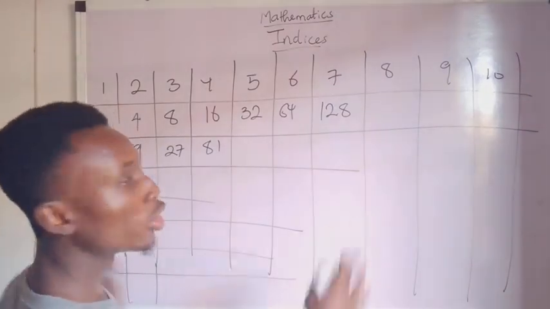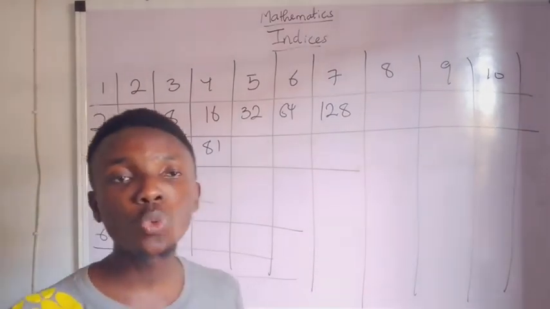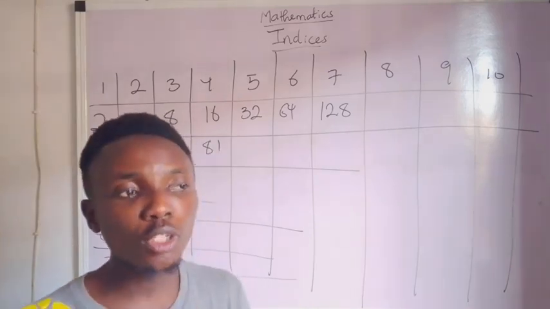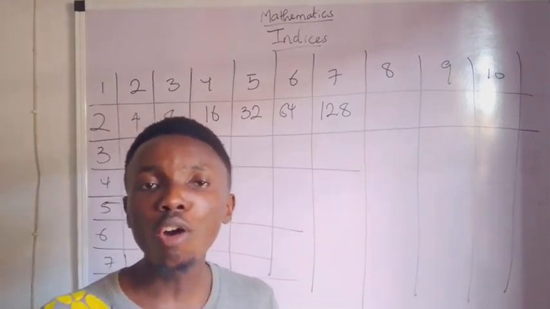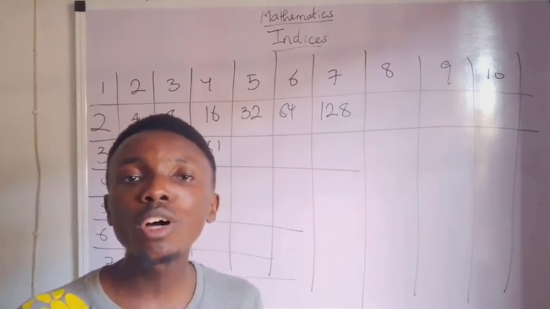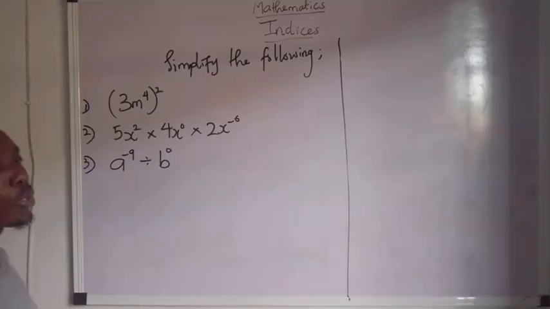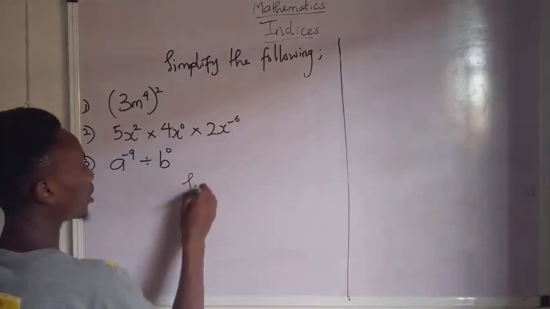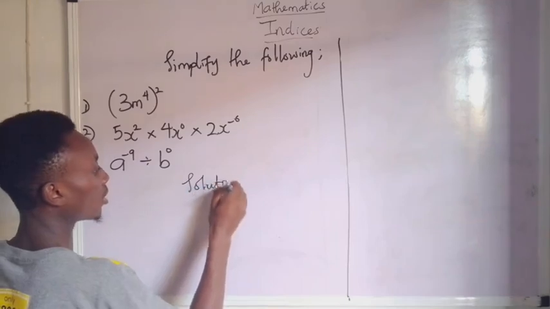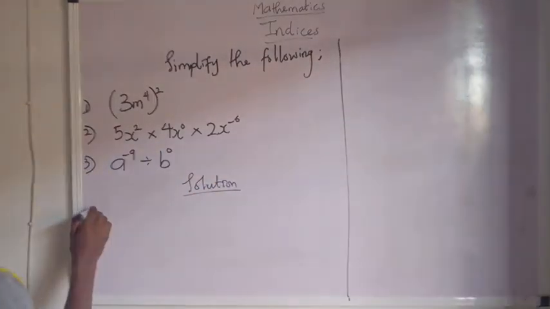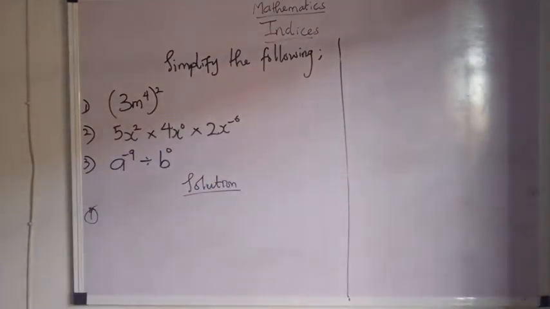And with this chart, you will find out that finding the square roots, the cube roots, the fourth root, fifth root, sixth root of certain numbers will not be as hard as it seems. Again, we'll be quickly solving these simple indices questions, and we'll start with the first one.